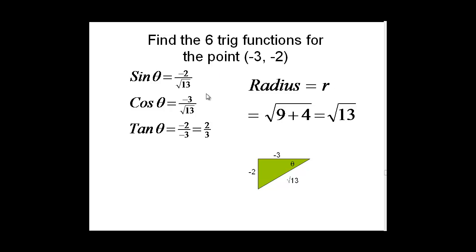Now, to get all 6 trig functions, you can take the reciprocals of each of those. Secant is cosine flipped over, and I put the negative on the top. Cosecant is sine flipped over, 13 over negative 2, or negative square root of 13 over 2. And cotangent, when you find the reciprocal of tangent, you get 3 over 2.